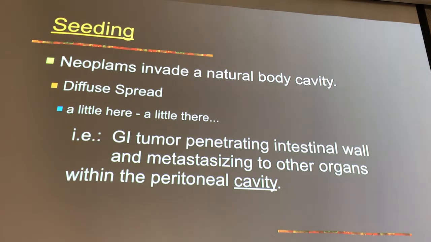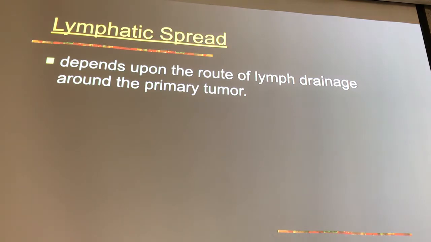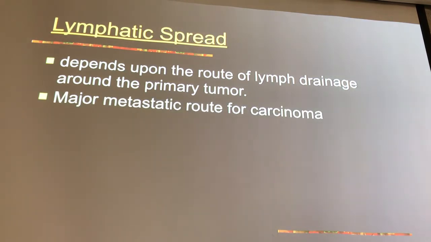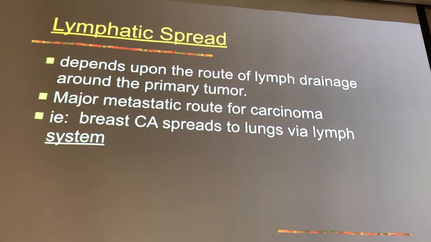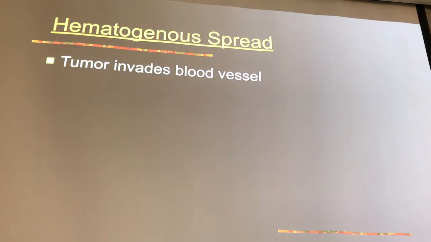One of the ones that I think came out of your book is tumor penetrating the intestinal wall and metastasizing to other organs within the peritoneal cavity. Lymphatic spread depends on the route. It is the major metastatic route of carcinoma. Breast cancer is the one that always comes to my mind first.